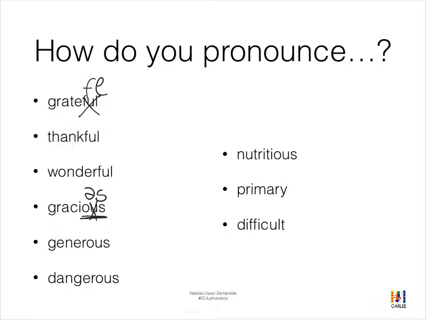Don't think of an U sound, okay? It's always the same. Okay, and David? Nutritious. Forget about that. That's better. So forget about this U sound. No. Nutritious.